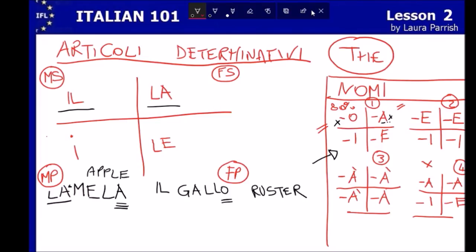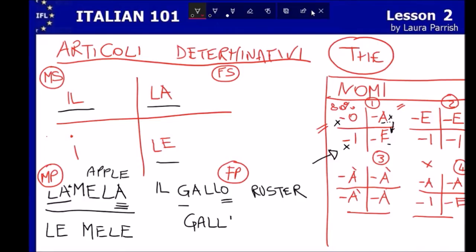Okay, so now let's see. We saw this word, la mela, is feminine singular. Let's make it plural. You know how to make it plural, right? You gotta go in the feminine plural of the same pattern. So the plural of mela is mele. So the feminine plural article is le mele. Very good. Now, gallo, let's make it plural. Here, so the masculine plural of gallo is galli. You substitute the o with an i. So what is the masculine plural article? Here it is: i galli.